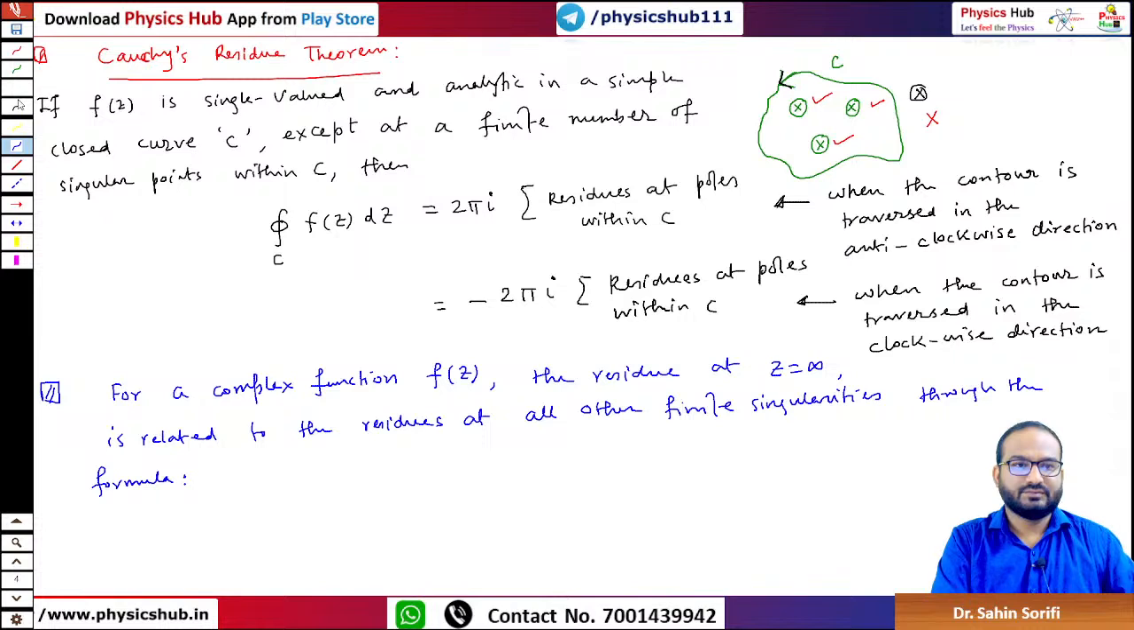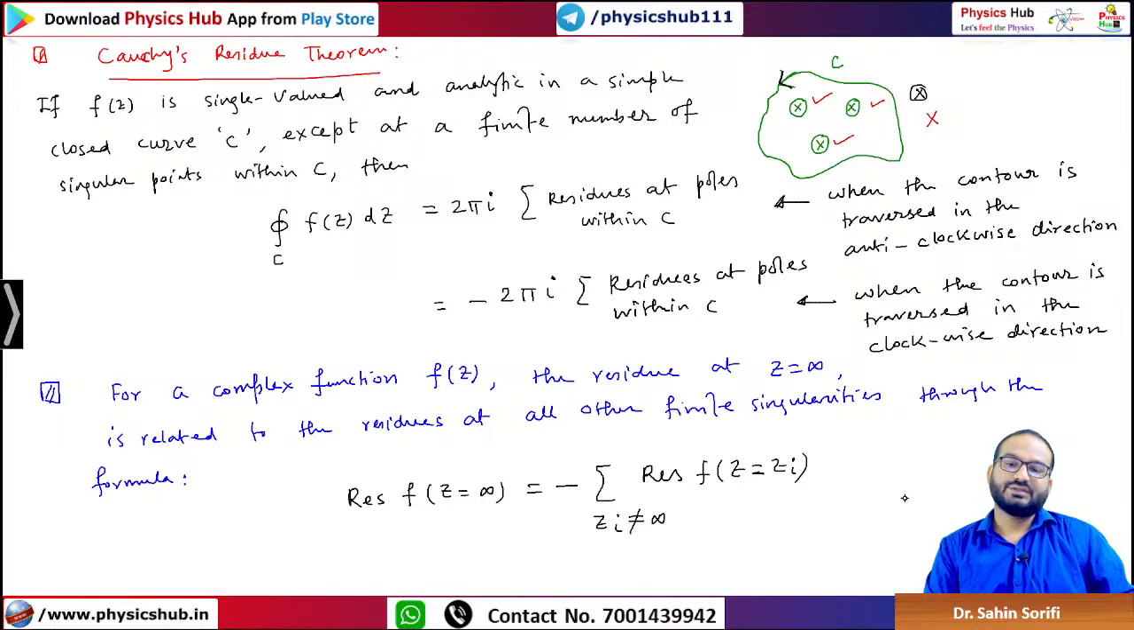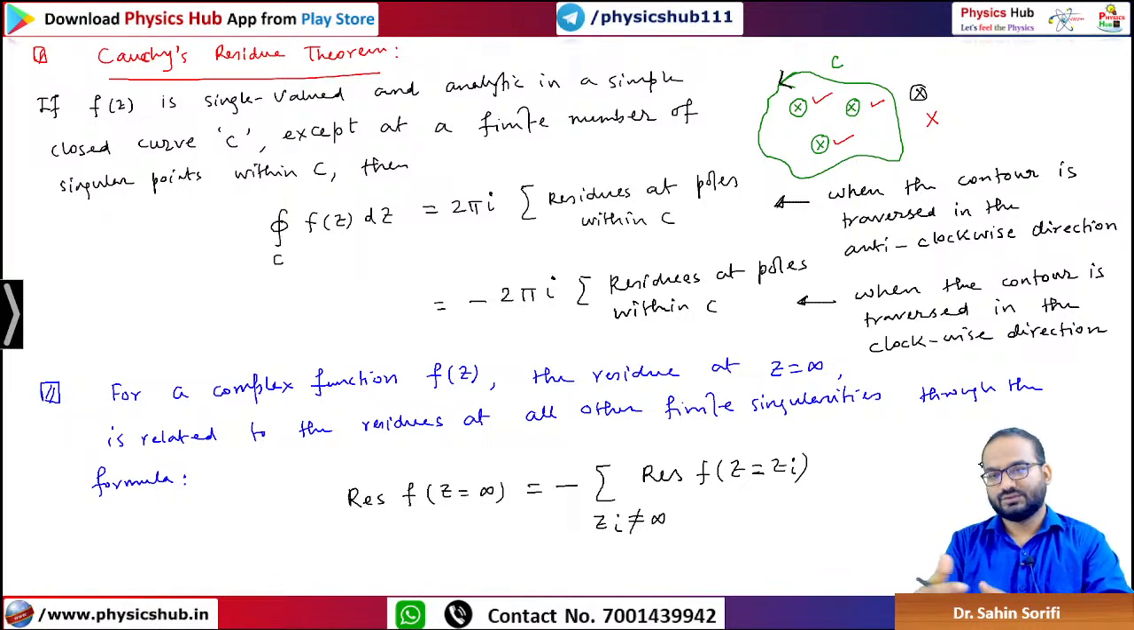So this formula is very important. Residue of f at z equals infinity is equal to minus the sum of the residues at z equals z_i. What does it mean? The total sum is 0. Residue of f at z equals infinity plus residue of f at the other points, the total sum is 0.